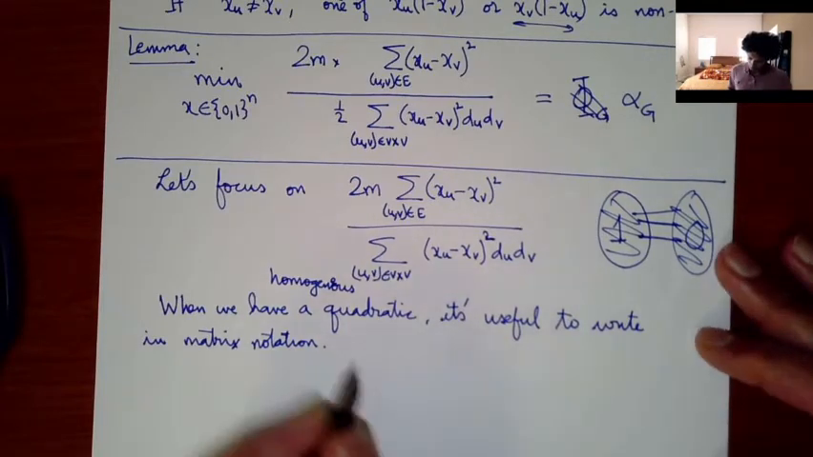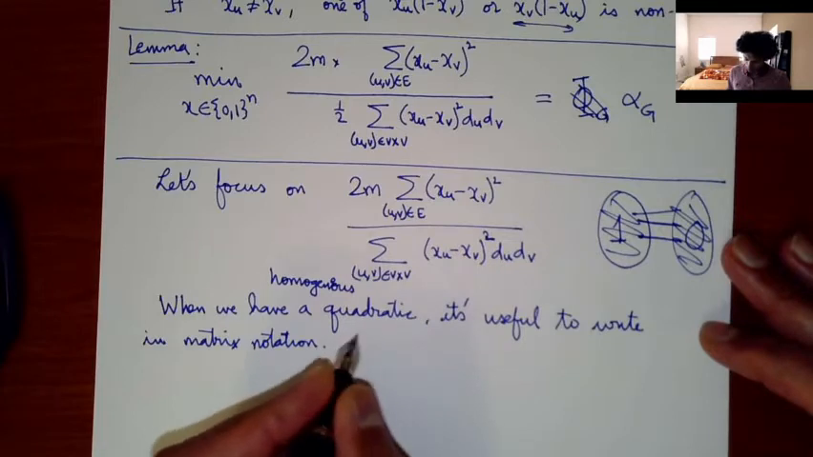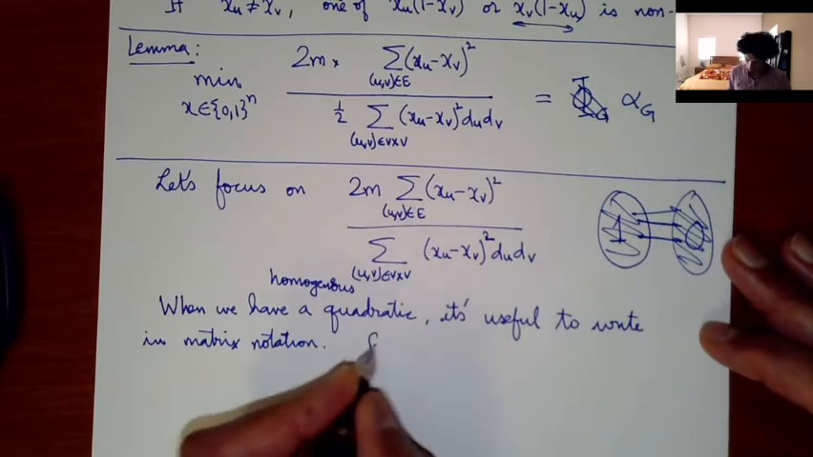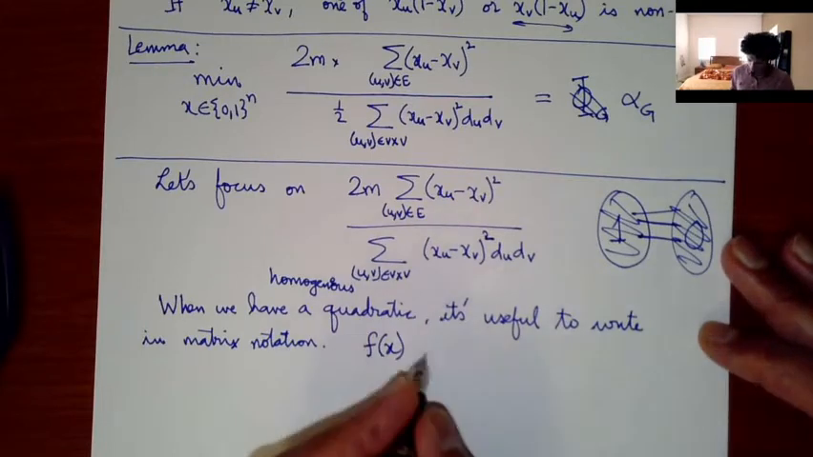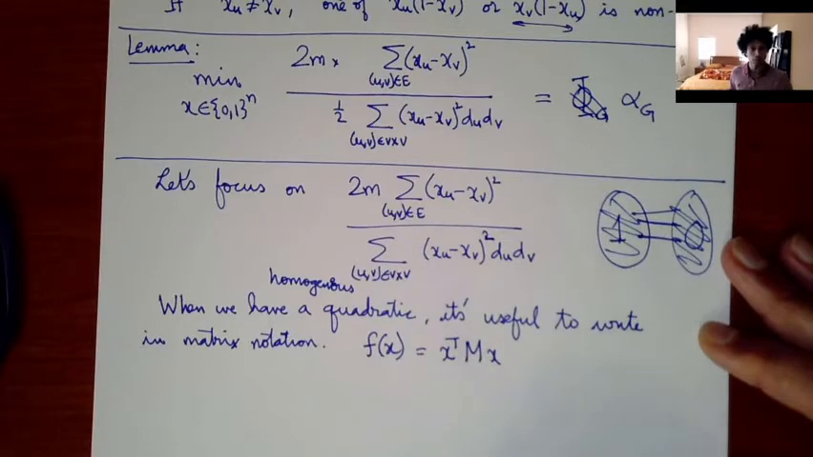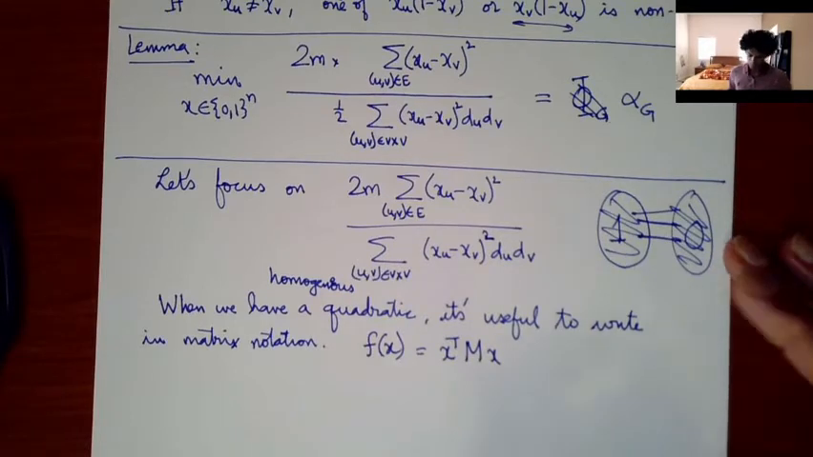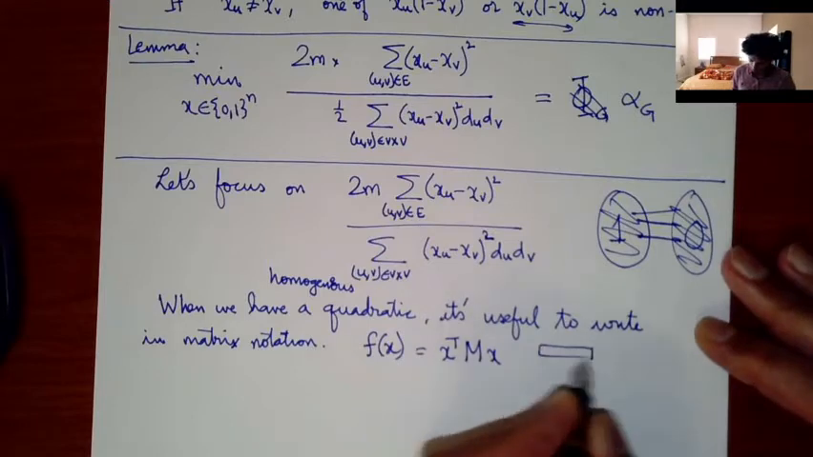And so what is the matrix notation? Well, you can always write a quadratic form. If you have this homogeneous quadratic polynomial f of x, you can write this as x transpose M x for some matrix M. Again, just so that you see this exactly. So this is x transpose.